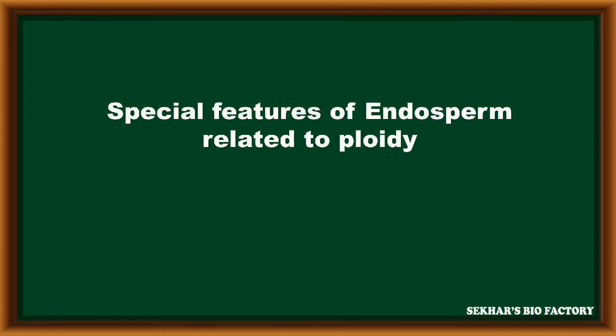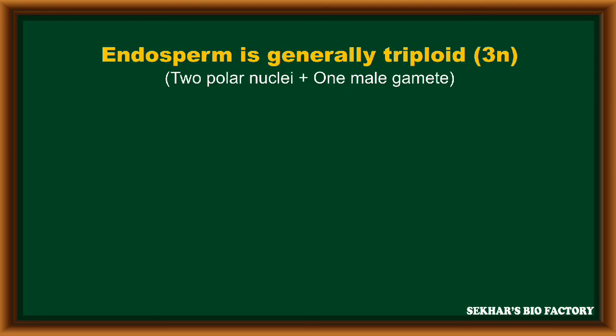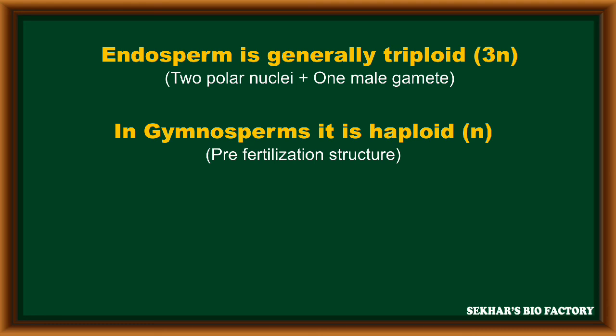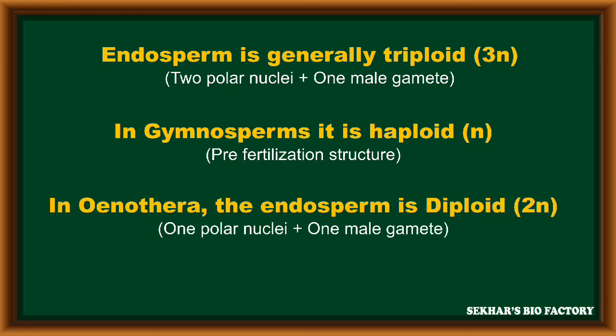Special features during endosperm development related to its ploidy. Endosperm is generally triploid because two polar nuclei and one male gamete are fused at the time of fertilization. In gymnosperms, endosperm is generally haploid in nature because it is a pre-fertilization structure. In the Oenothera type of embryo sac, the endosperm is diploid because only one polar nucleus is present in the central cell, and it fuses with a single male gamete.